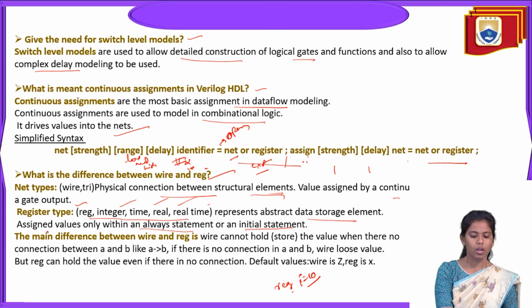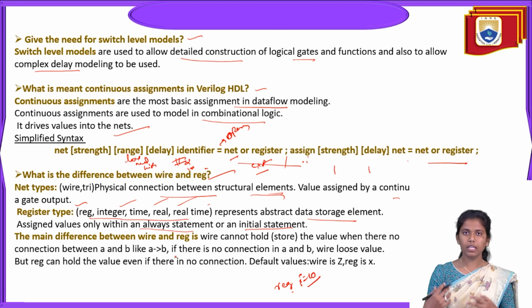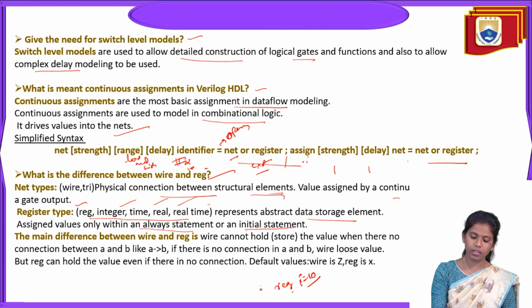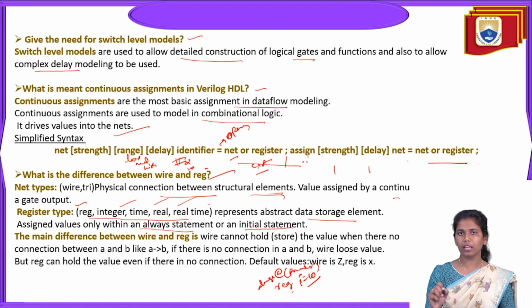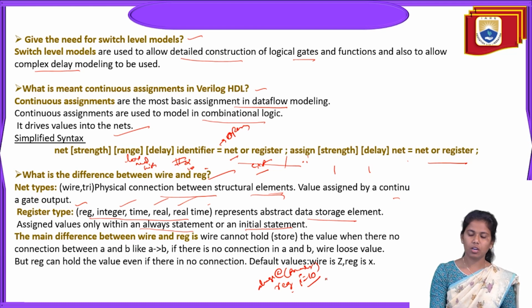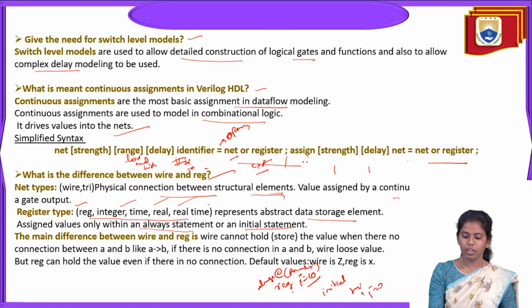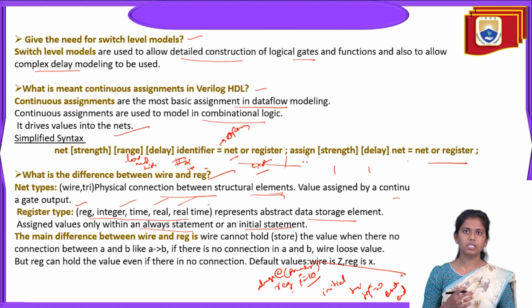So assigned values are only within the always statement. It must be written within always @(posedge clock) if you are considering any flip-flop, posedge and register. Then initial begin, and the statement goes here, if you are using any for loop, for i equals 0, then end, initial begin end, then endmodule. So this is how the code should be written. But always remember that register type nets can be written only inside the always block and initial block, as well as with assign.